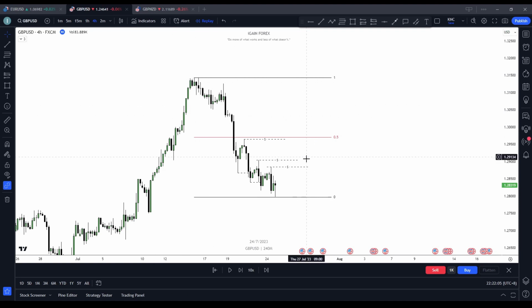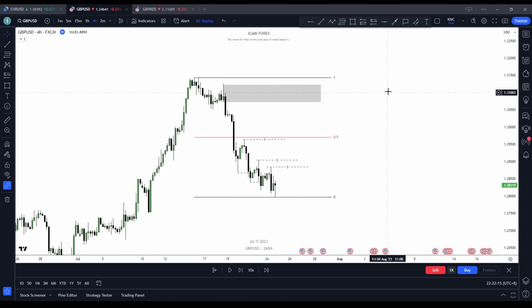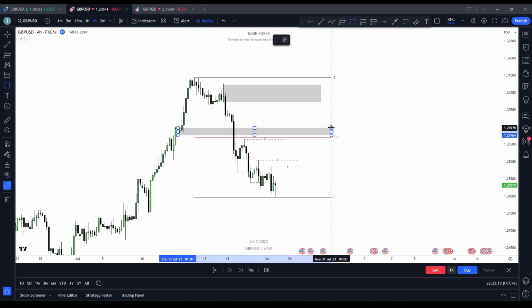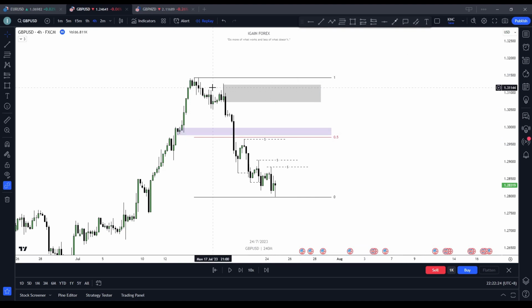Okay, after we plot this, the second step we're going to do is mark all the zones. So we have here our supply, and we have here also our breaker. So we'll go ahead and check whether the price will go here and here.